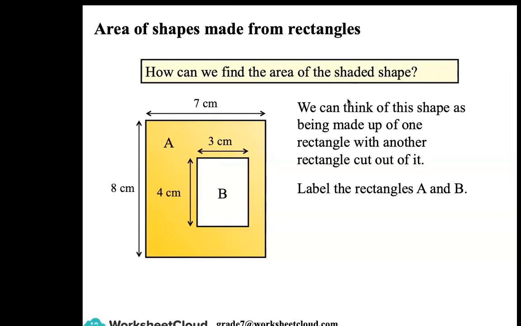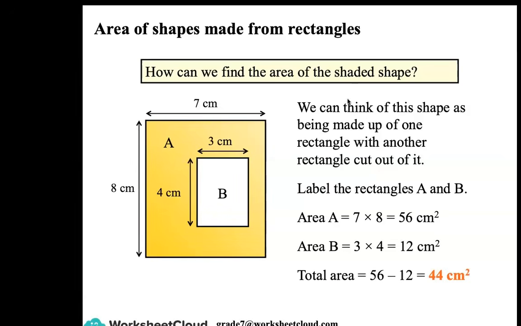First, we need to work out the area of the yellow rectangle, okay, and there we've labeled that A. So the area of A is going to be 7 times 8, which is 56 centimeters squared. Then I need to work out the area of B, which is 3 times 4, which is 12 centimeters squared. And then if I subtract the two, 56 minus 12 gives me 44 centimeters squared. Okay, so that's another way of asking area questions.